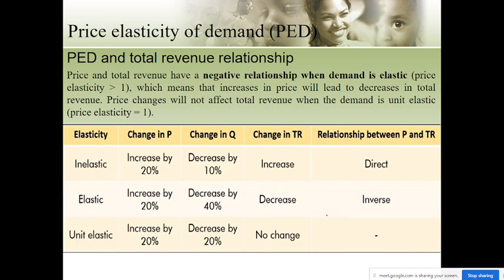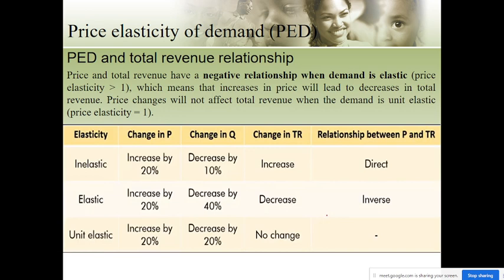The next thing is elastic. In elastic, when the price is increased by 20%, the demand is decreased by 40%. Now you will feel that you are just increasing 20% and you will reduce the demand by 40%. Now what is the impact? It has a decreasing impact. Okay, your revenue will be decreased. So it has an inverse relationship.